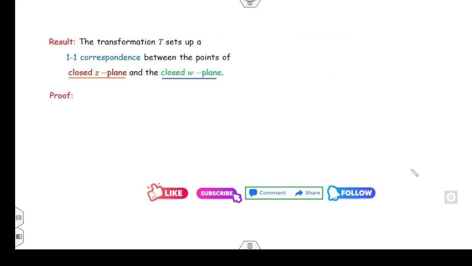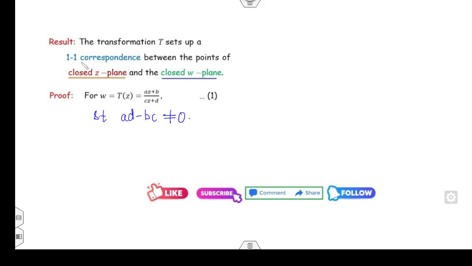Okay, the next important result is T defines a one-to-one mapping. T defines the one-to-one mapping of the extended complex plane. Extended means closed z plane to the closed w plane. Fine. That is the meaning of this. Now the Mobius transformation means az plus b over cz plus d such that ad minus bc is non-zero.